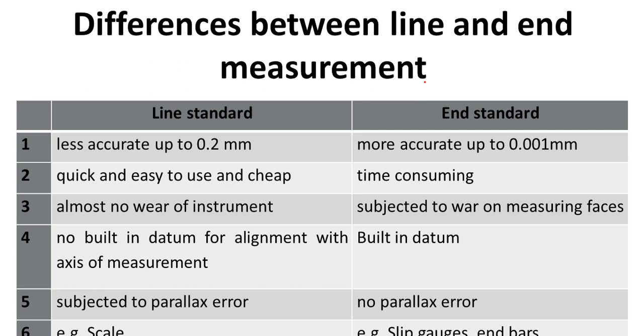This slide indicates the differences between line and end measurement. These are nothing but the consolidation of the points which we have discussed so far. Let us revise quickly. Line measurement: it is less accurate, quick and easy, almost no wear of instrument, no built-in datum is required, subjected to parallax error, and an example is the scale. End measurements are accurate, time consuming, subjected to wear on measuring faces, a built-in datum is required, no parallax error. Examples are slip gauges and end bars.